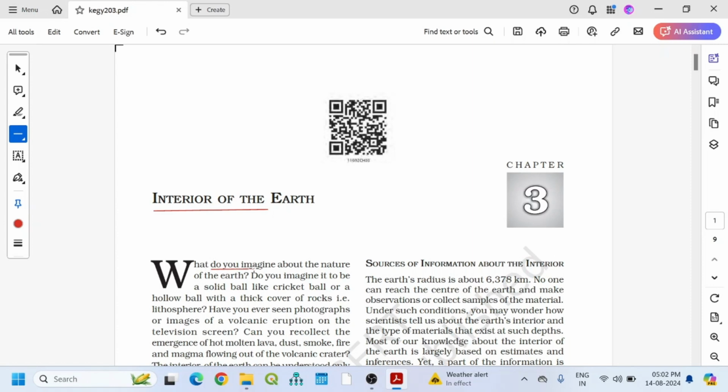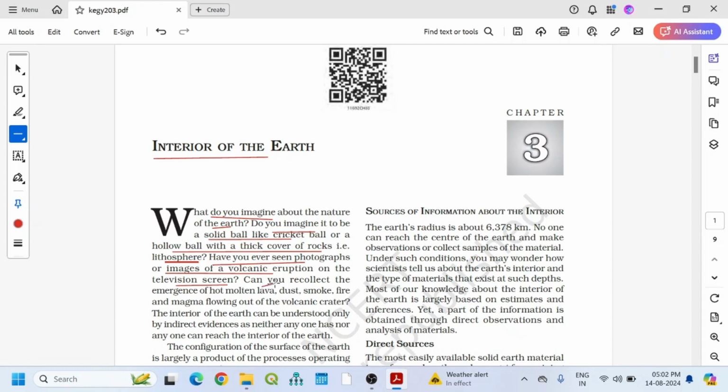What do we imagine about the nature of the Earth? Do we imagine it to be a solid ball like a cricket ball, or a hollow ball with a thick cover of rock, that is lithosphere? Have we ever seen photographs or images of a volcanic eruption on the television screen? Can we recollect the emergence of hot molten lava, dust, smoke, fire, and magma flowing out of the volcanic crater?